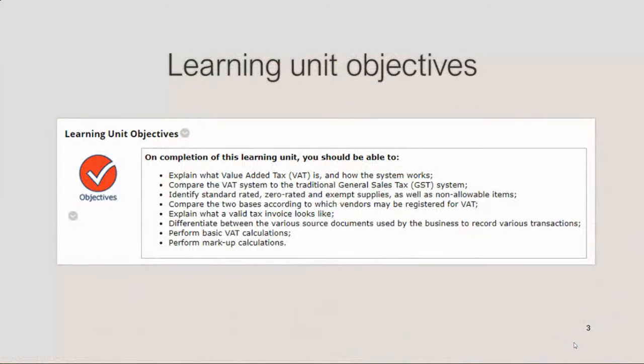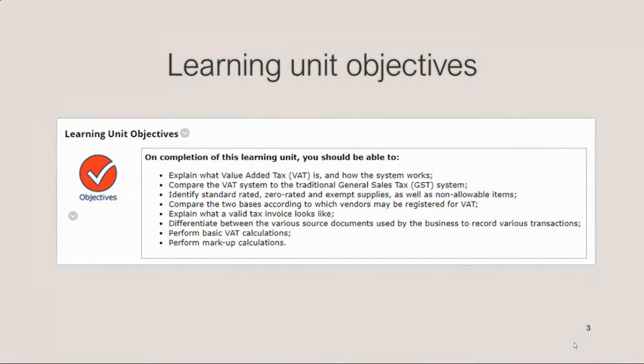Before we start, let's quickly look at the learning objectives again. Last week we said the first one is that you need to be able to explain what the value added tax system is and how it works. Then you had to compare it to the traditional GST system. What I told you is that the second bullet point, I haven't really seen them asking it. So where I would focus your time is to know the basics about VAT.